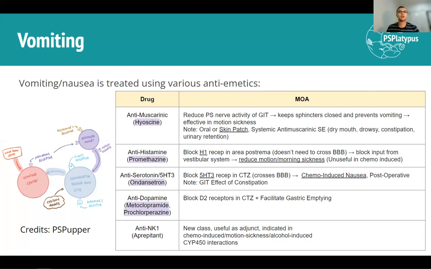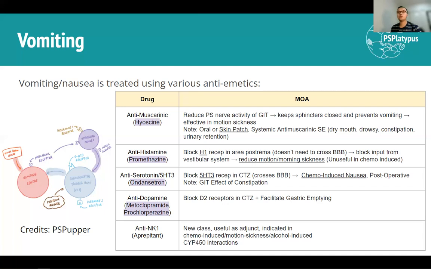You also have some anti-dopaminergic agents, so metoclopramide and prochlorperazine. They both block D2 receptors in the chemoreceptor trigger zone, but they also have a secondary effect peripherally of facilitating gastric emptying. So both of those things help reduce nausea and vomiting.